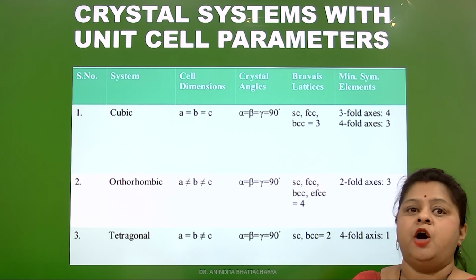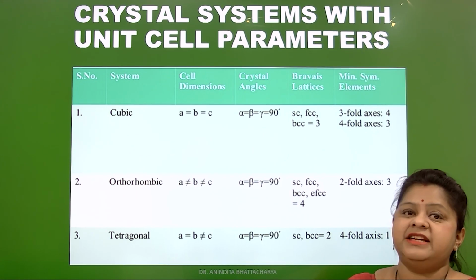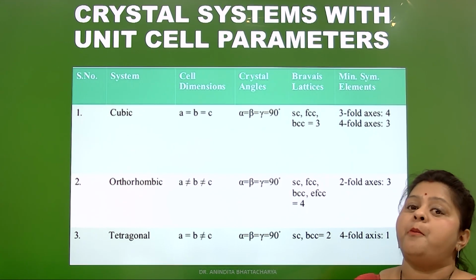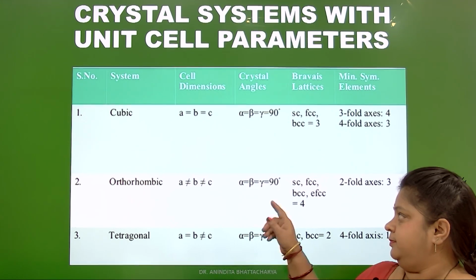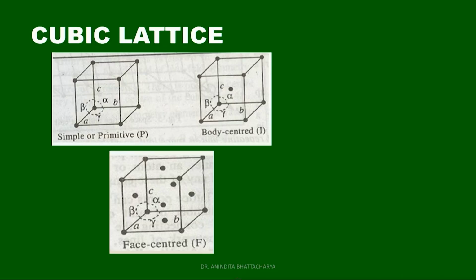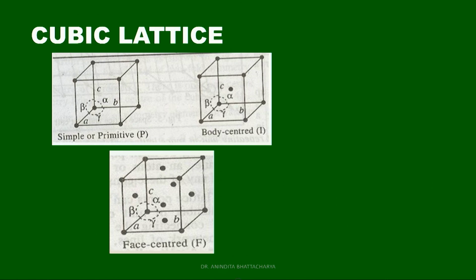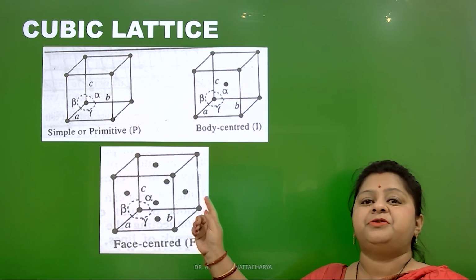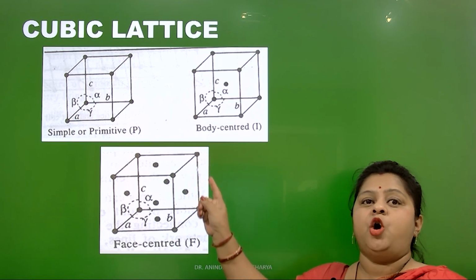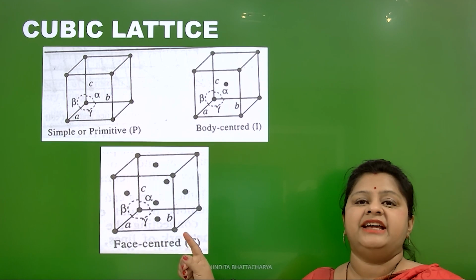So how many Bravais lattices will be there in this? We have simple cubic, face-centered cubic, and body-centered cubic. So a total of 3 arrangements. See, this is the diagram. We have the simple or primitive, then the body-centered, then the face-centered. So this is how the 3 structures are. You can see that all the sides are equal and all the angles are 90 degrees.